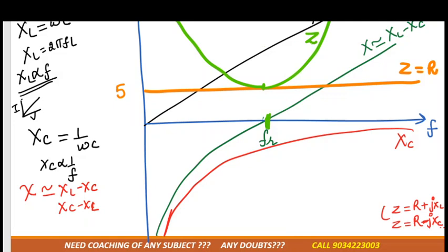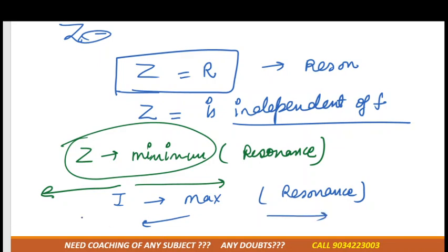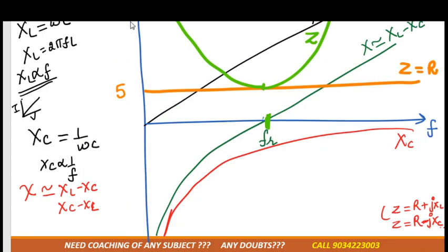Understood? Now I told you one more thing, that if impedance is minimum, then current would be maximum, again at the condition of resonance, right? If current is maximum at resonance, it means before resonance it is minimum, and after resonance it is also minimum. So I am drawing the graph for the current now. Suppose at this particular resonant frequency current is maximum, before it is minimum, and after it is minimum. So this is the graph for the current.